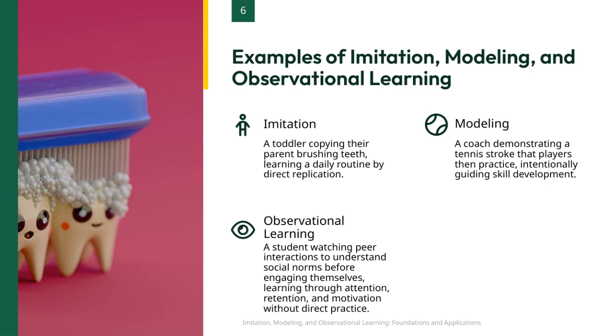Finally, observational learning involves a student watching how their peers interact to grasp social norms. In this case, the student learns by paying attention, remembering what they saw, and feeling motivated to engage appropriately, even though they're not practicing those interactions directly at first. Each of these examples shows different ways we learn from others around us.